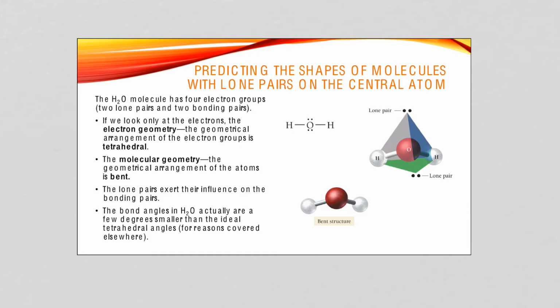All right, so let's look at one more geometry, and that is water. This is another example of something that actually has 4 electron groups: 1, 2, 3, 4. But unlike the last two, where we had CH4, with 4 bonds, which we called tetrahedral, and ammonia, which had 3 bonds and 1 lone pair, which we called trigonal pyramidal.